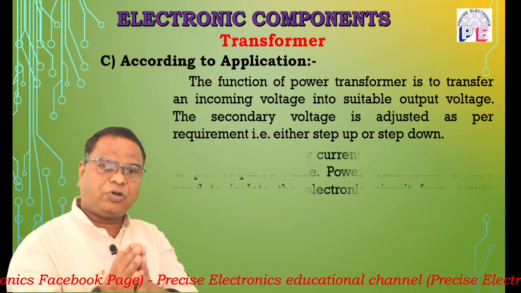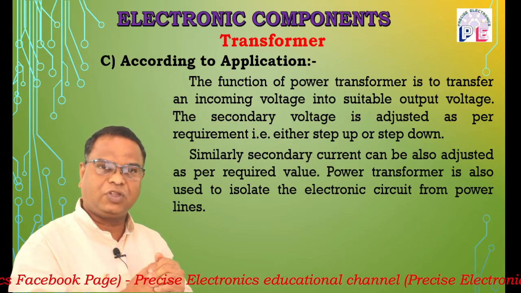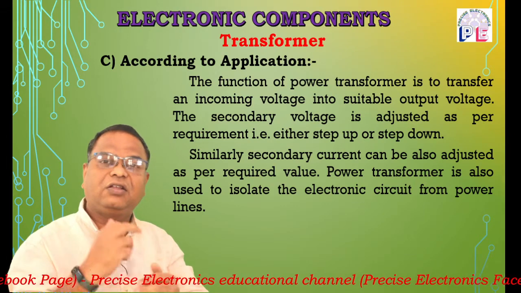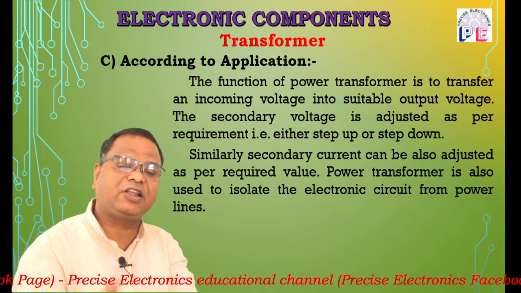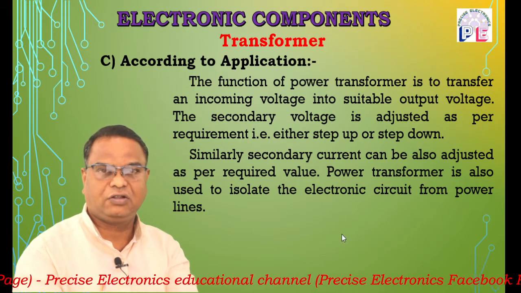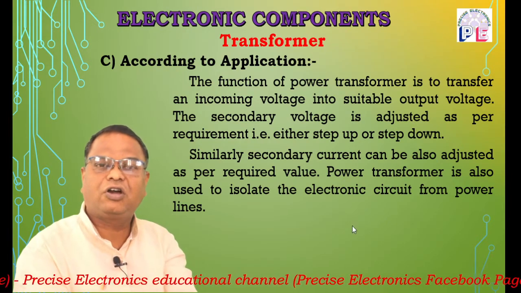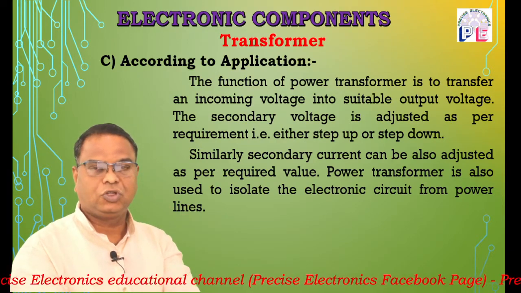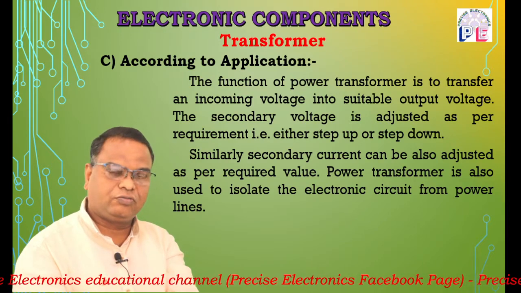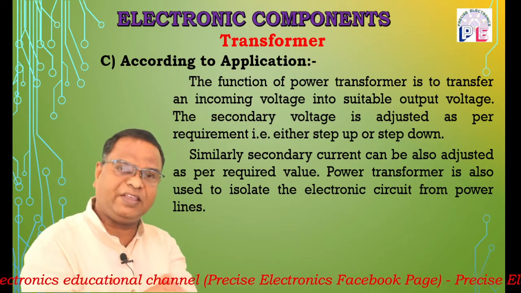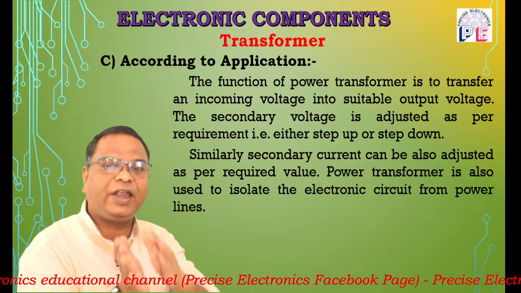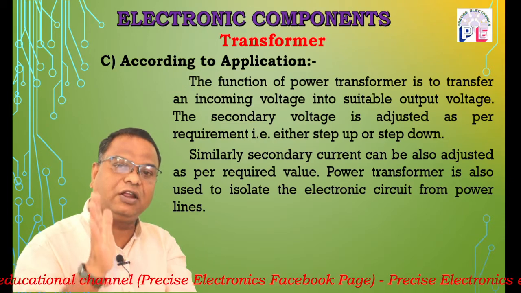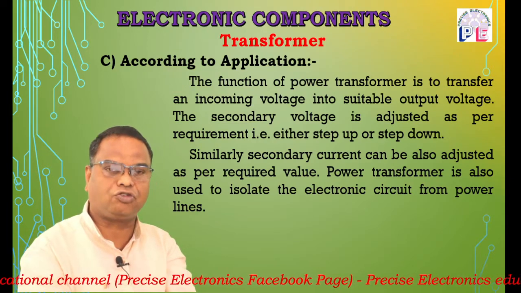In the case of a power transformer, the secondary potential can be varied. It can be increased or decreased as per our requirement. Similarly, the secondary current, that is the current delivered by the transformer, can also be adjusted. As per the required value, we can adjust the current flowing through the secondary coil, the output circuit. Power transformers are mostly used to convert AC voltage into required AC voltage, and they are also used to isolate our instrument from the power lines. So it eliminates the risk of electric shock.